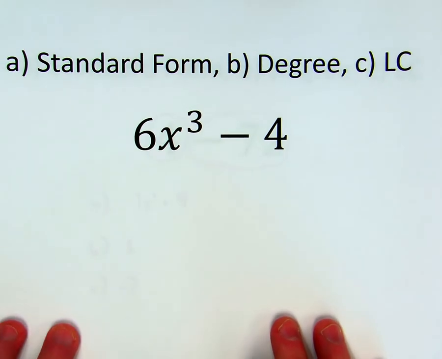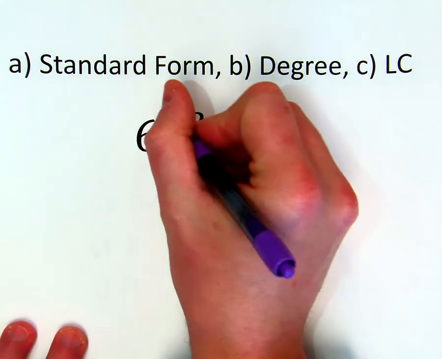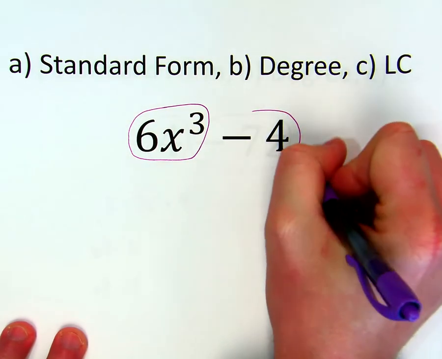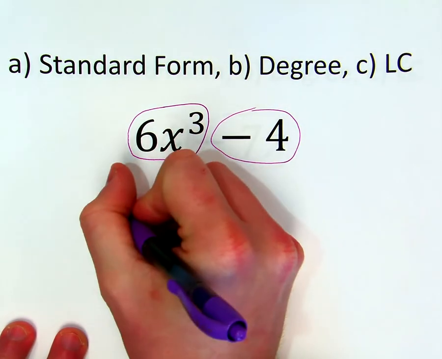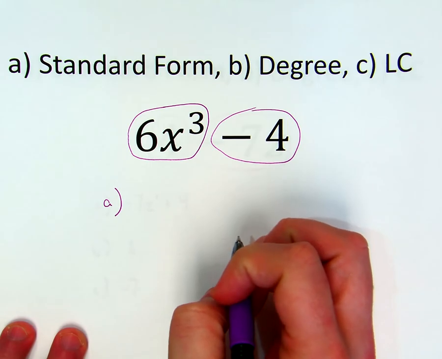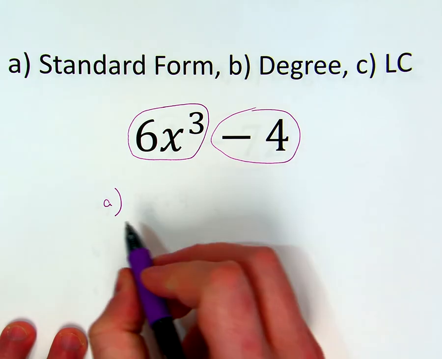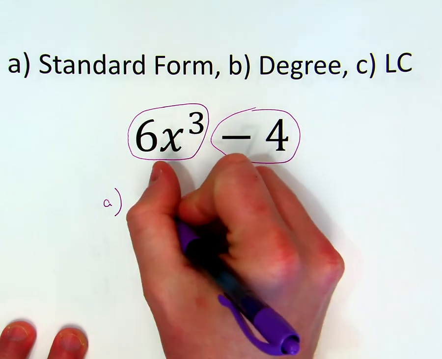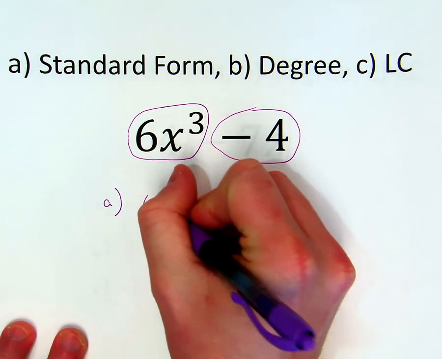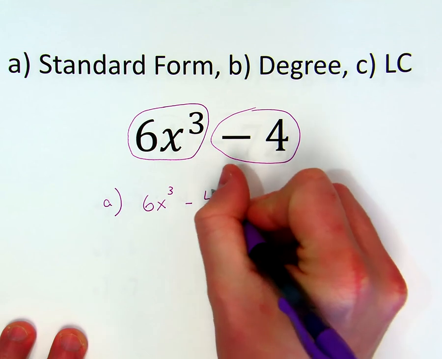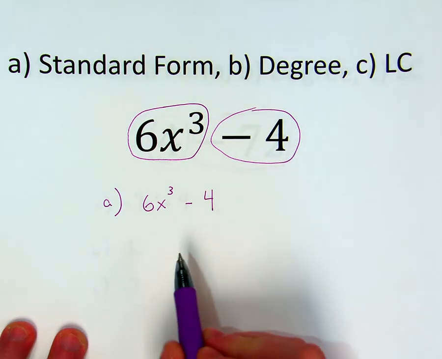The same exercise with a different polynomial. There are two terms, 6x to the third power and negative 4. To put them in standard form means to rearrange them with the largest exponent coming first and then going in a declining order. So in this case, the largest exponent is 3, so the term 6x to the third comes first, followed by the other term, the minus 4.